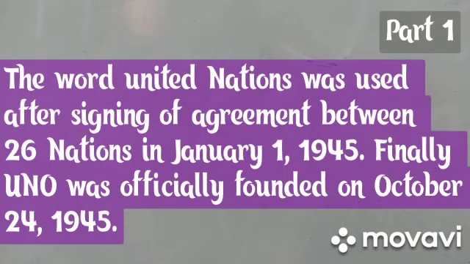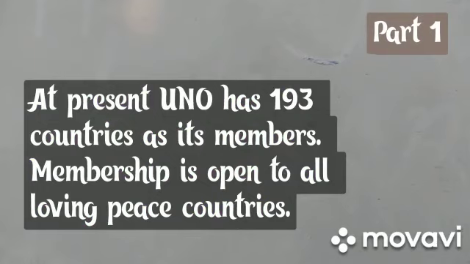Finally, on October 24, 1945, UNO was officially founded. So this date, October 24, 1945, is very important from the examination point of view. At present, 193 countries have become members of the United Nations Organization. And the membership is open to all the peace-loving countries who want to be a part of it.